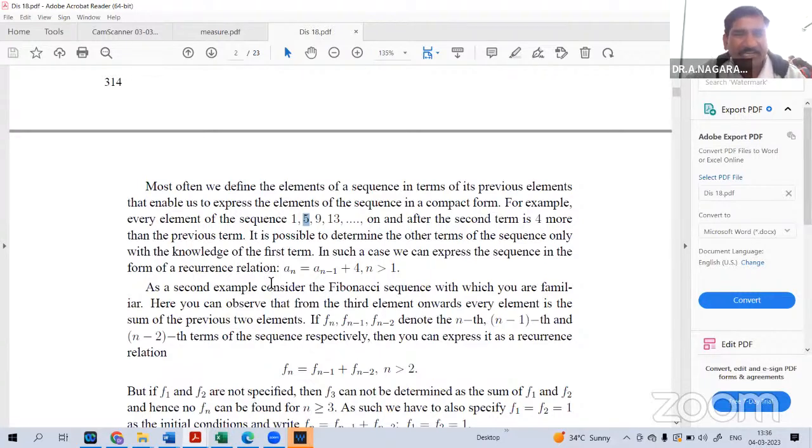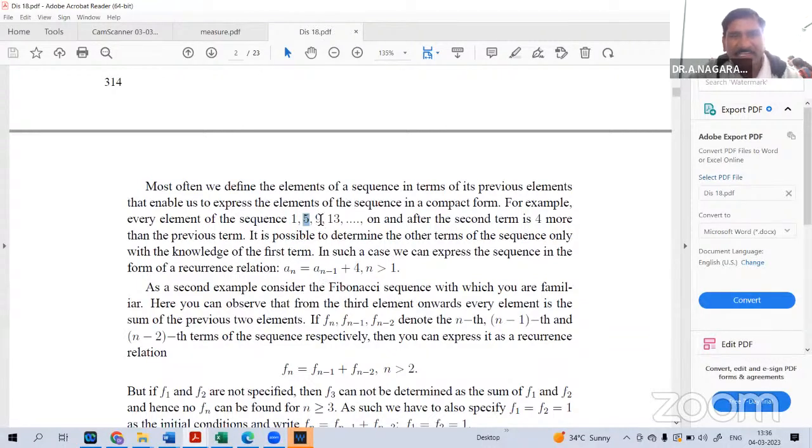Recurrence relation: a_n equal to a_(n-1) plus 4. So here a naught is the starting point, and for n equal to 1 I substituted. N greater than or equal to 1, so I am substituting 2, 2 minus 1 equal to how much? 1. Here a_2 equals a_1 plus 4. a_1 equal to how much? 1. 1 plus 4 equal to 5. So I got the second term: a_2 is equal to 5.